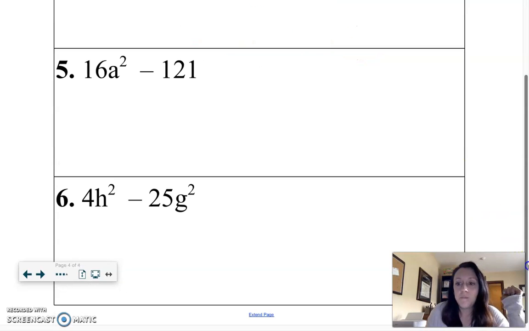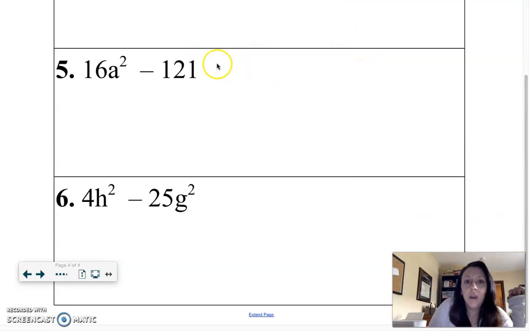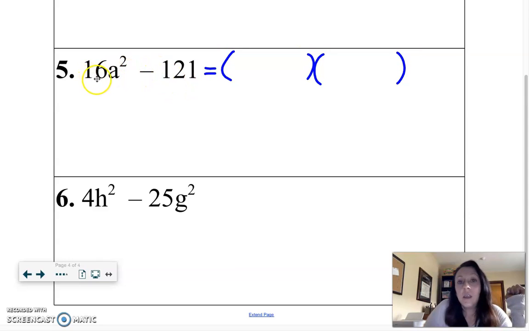Let's do 2 more. Okay, number 5. This one also is factorable because it's got 2 terms, has a minus sign. 16 is a perfect square, 4 times 4. 121 is a perfect square because that's 11 times 11. So we just need to kind of fill it in. 16a squared would be 4a times 4a gives you 16a squared. And then 1 plus 1 minus. And you would have 11 times 11 to get 121.